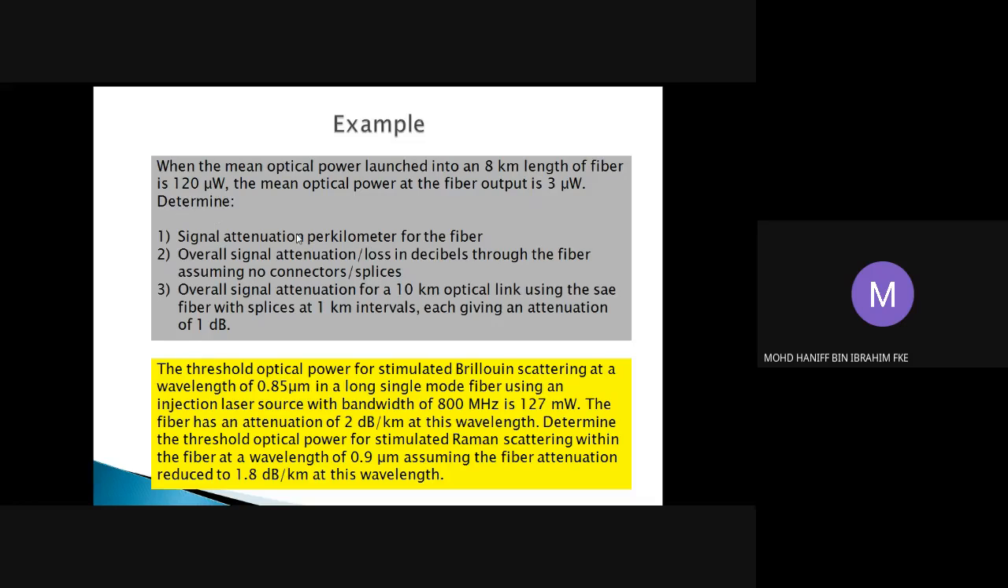The first question is to determine the signal attenuation per kilometer for the fiber. Basically this is to find the attenuation coefficient, alpha. Number 2 is the overall signal attenuation, or the loss in decibels through the fiber, assuming no connectors or splices. So number 1 is to define alpha, number 2 is to obtain the total attenuation in the 8 kilometer length, and number 3 is to obtain the attenuation for a 10 kilometer length.